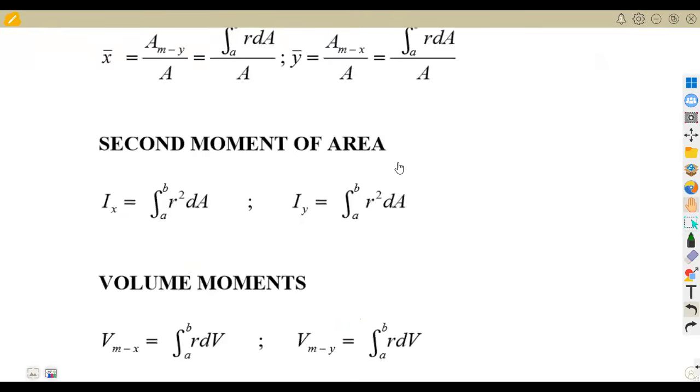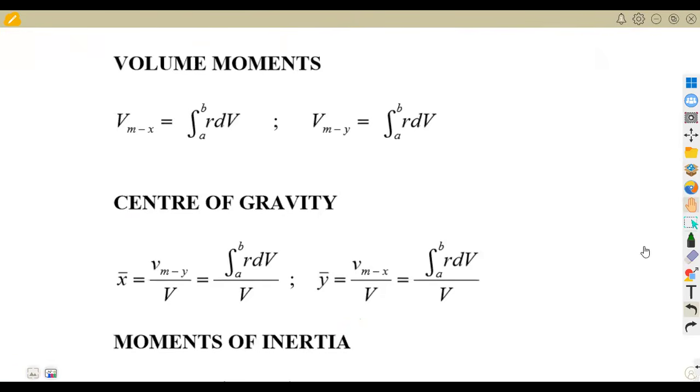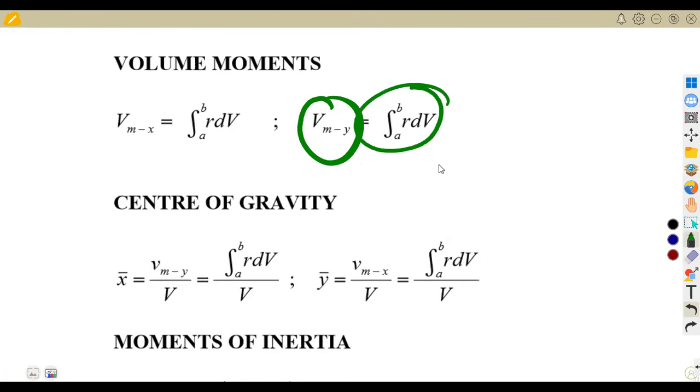All right, so here these are our volume moments. They are saying the volume moment about the y-axis, so we are using this V, the volume moment about the y. So that's the formula that we have. I'm going to explain this. Let me write the formula first, then we talk about this.